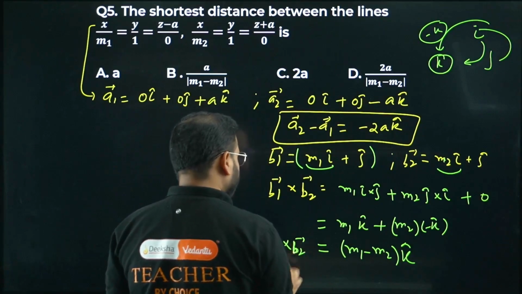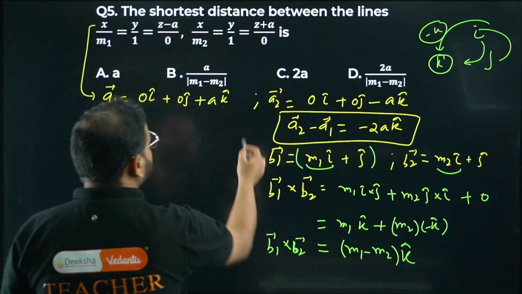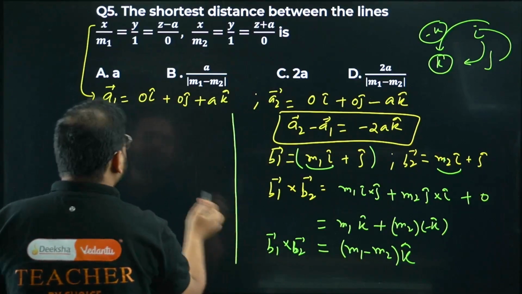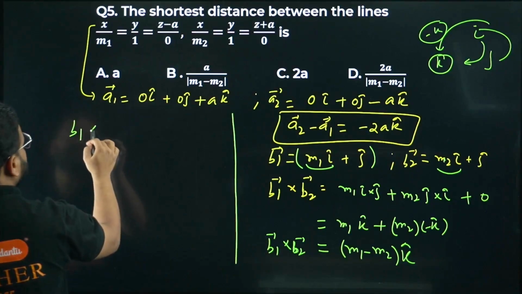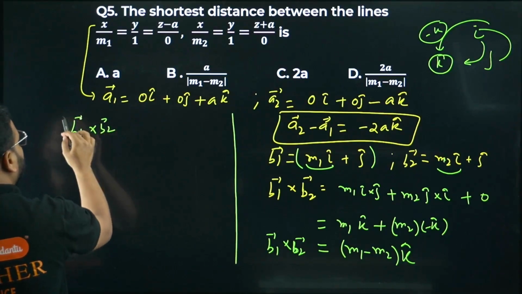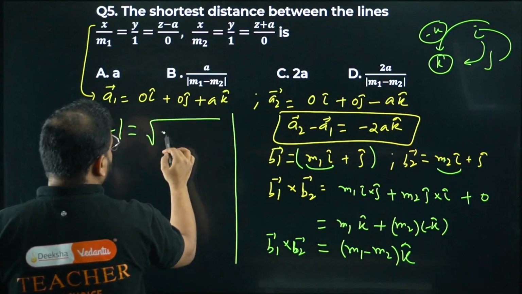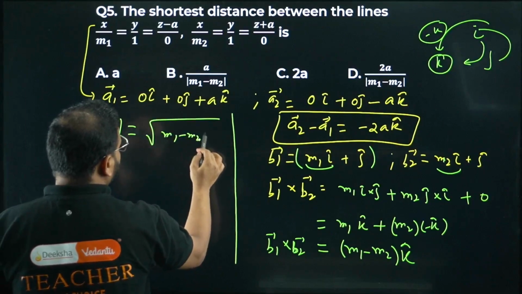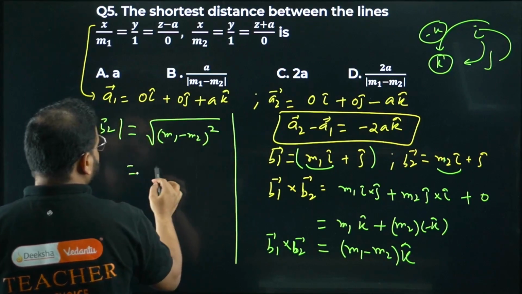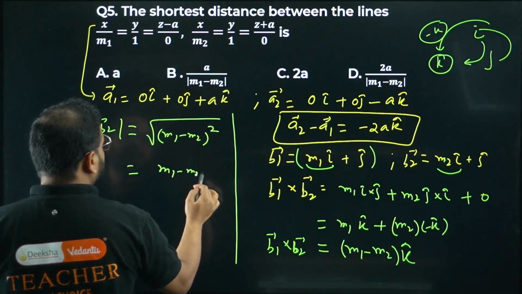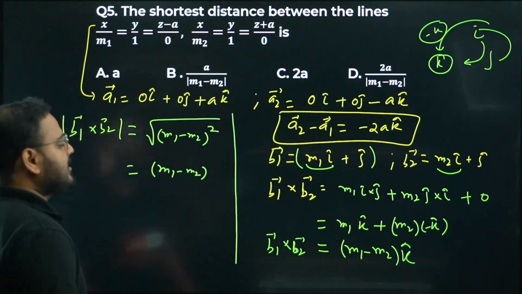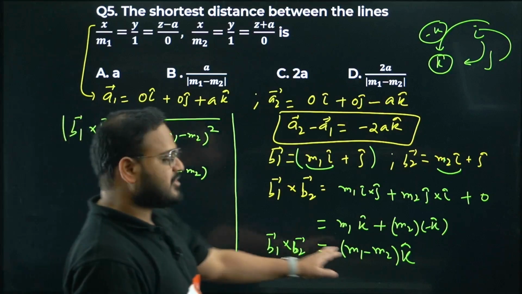b1 cross b2, okay? Can you find the modulus of this? Can you find the modulus of this? So the modulus of b1 cross b2, have a look, is nothing but root of m1 minus m2 square. How much is that? Simply m1 minus m2. Because we don't have I cap and j cap over here.